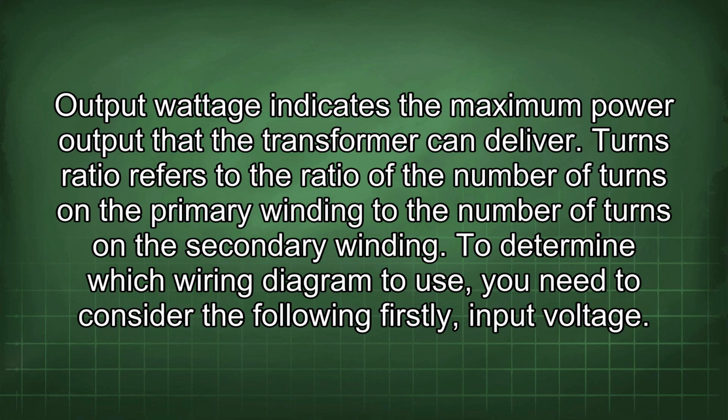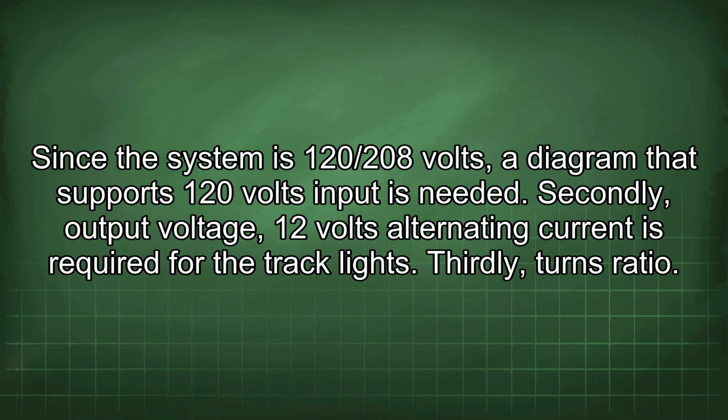Turns ratio refers to the ratio of the number of turns on the primary winding to the number of turns on the secondary winding. To determine which wiring diagram to use, you need to consider the following. Firstly, input voltage. Since the system is 120/208 volts, a diagram that supports 120 volts input is needed. Secondly, output voltage: 12 volts alternating current is required for the track lights.